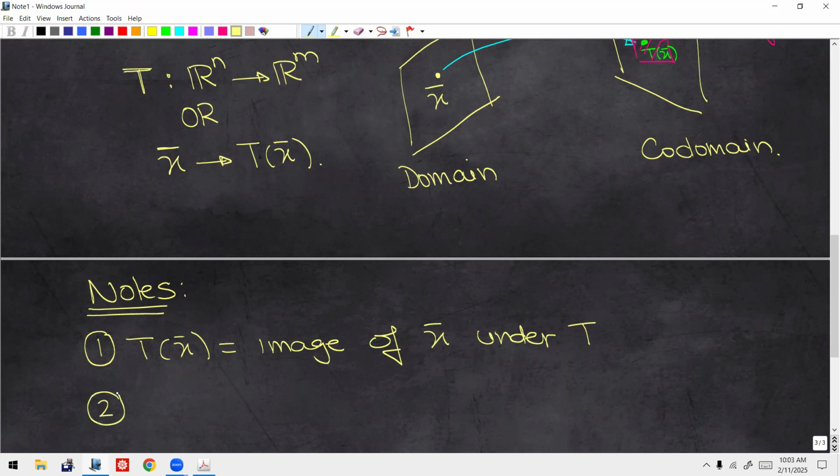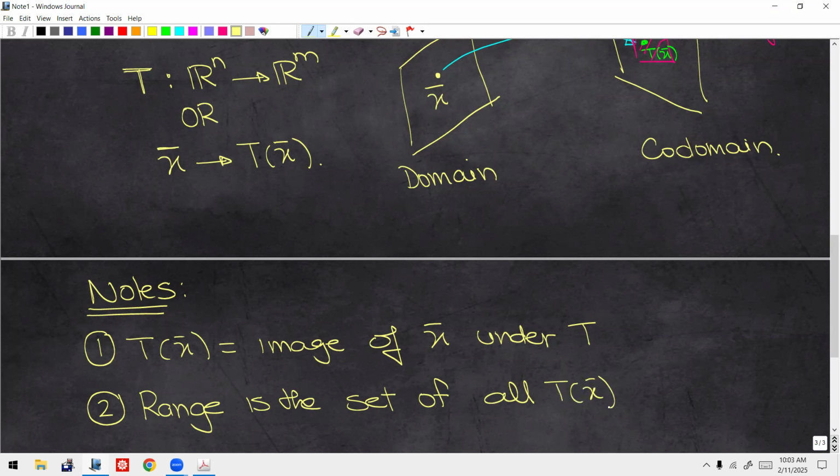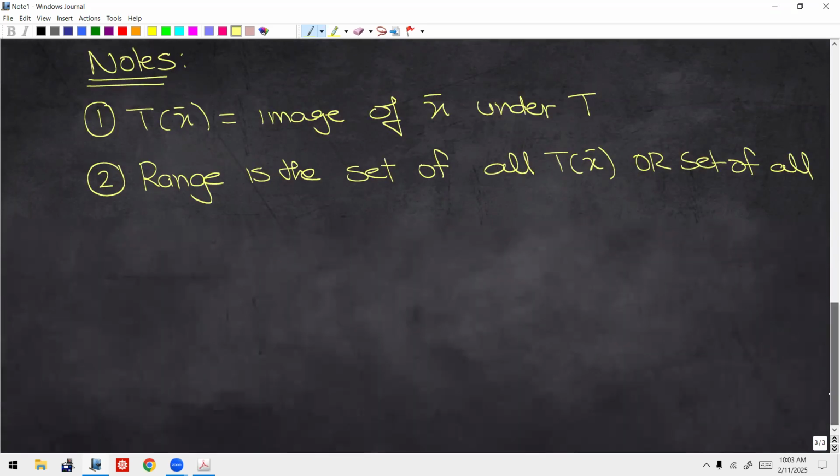Two, okay, the range, just to be clear, the range is the set of all T of x's, all outputs. You can think of that, or you can think of it as the set of all linear combinations. Actually, let me write that later once I talk about matrices, so let's not go there for now. We will just leave it like this for now, okay?